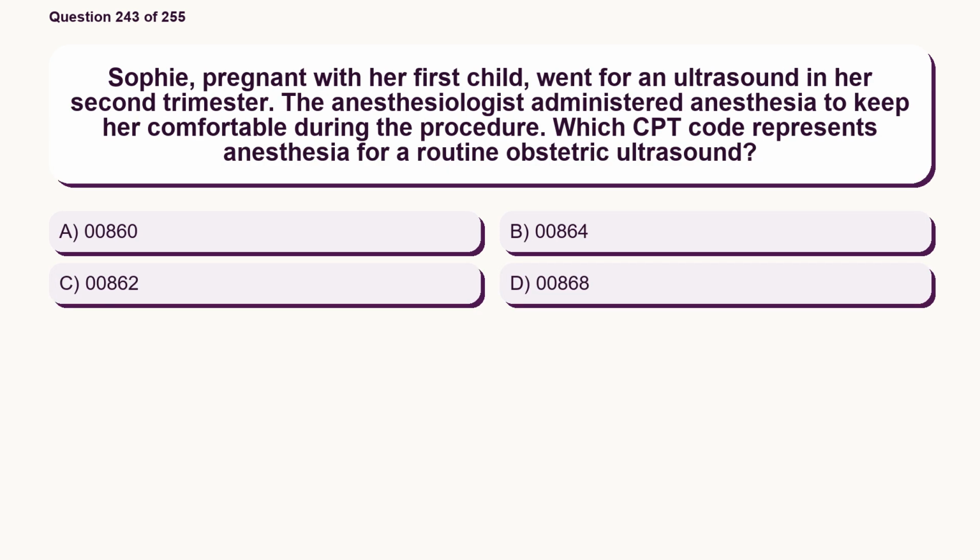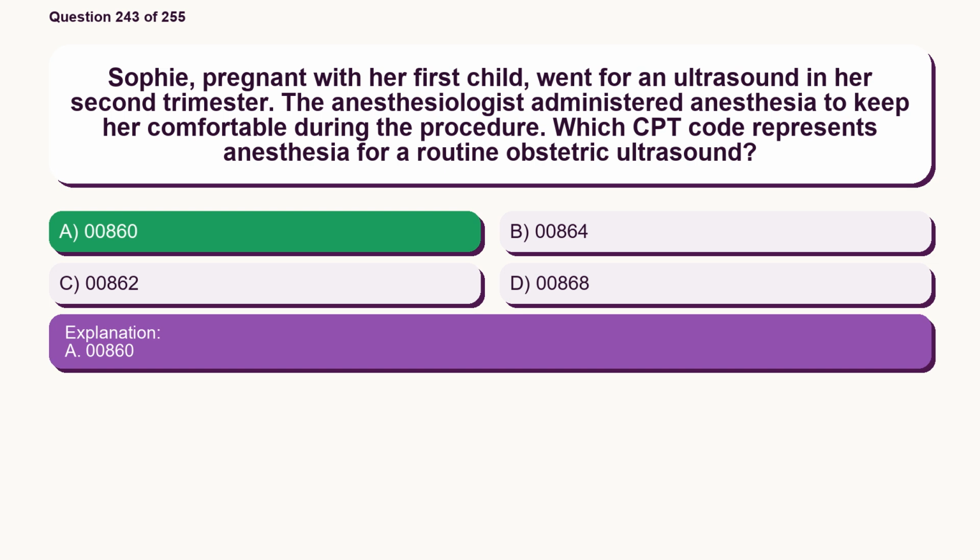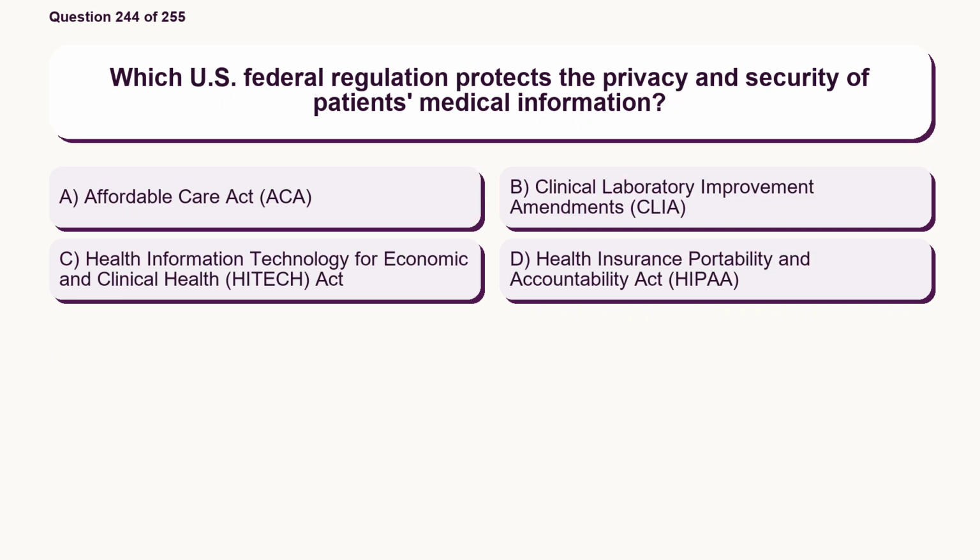Sophie, pregnant with her first child, went for an ultrasound in her second trimester. The anesthesiologist administered anesthesia to keep her comfortable during the procedure. Which CPT code represents anesthesia for a routine obstetric ultrasound? Option A, 00860. Option B, 00864. Option C, 00862. Option D, 00868. The correct answer is option A, 00860. Question 244.